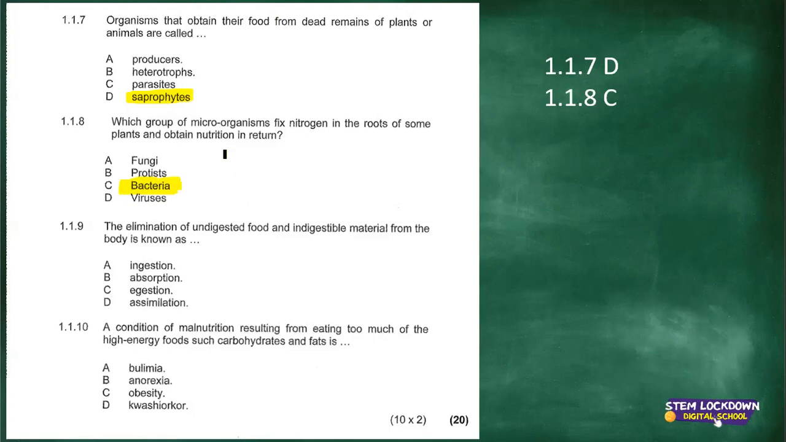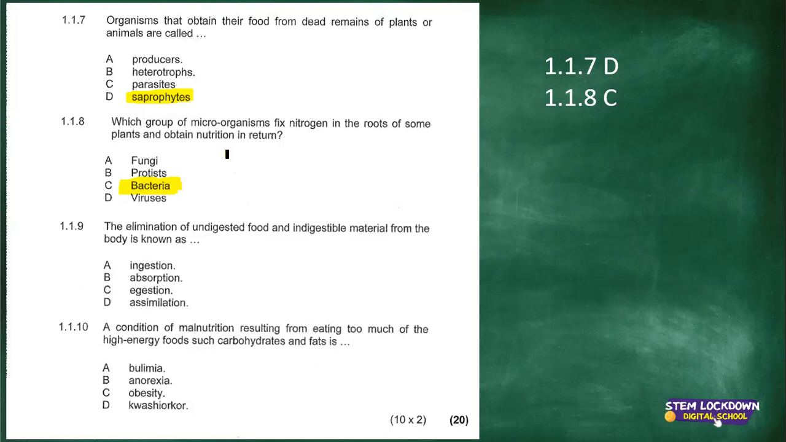And then question 9, we're running out of time. Let's finish quickly. We'll finish at least up until question 10. Question 9, the elimination of undigested food and indigestible material from the body is known as what?